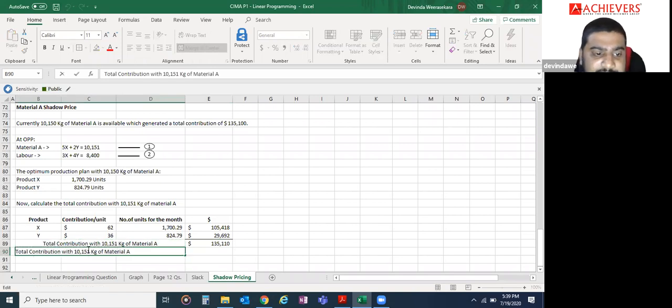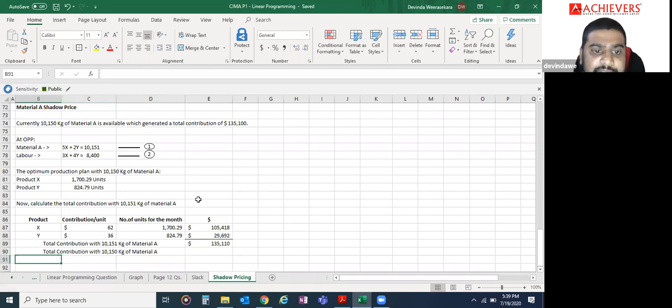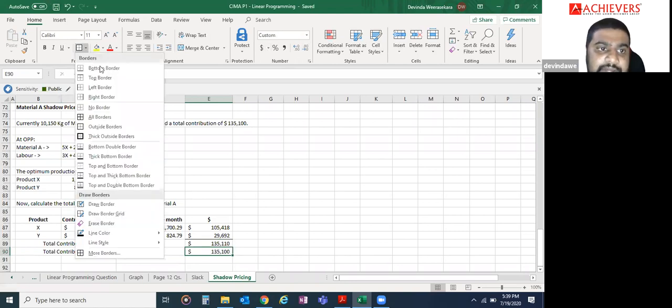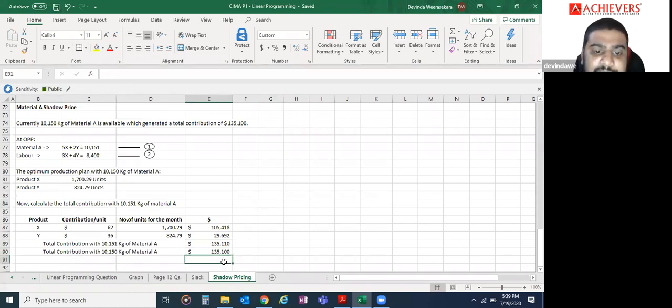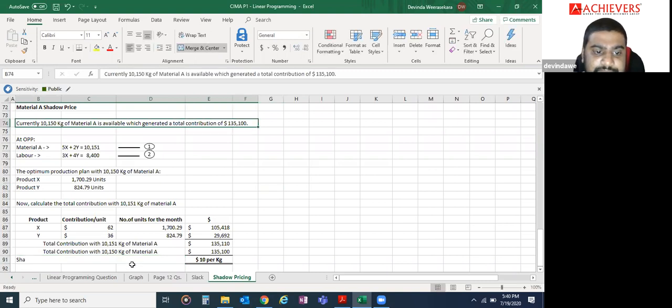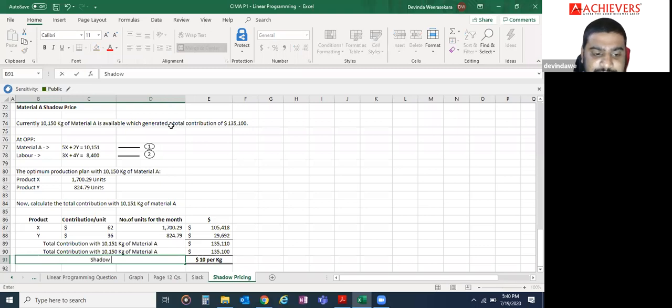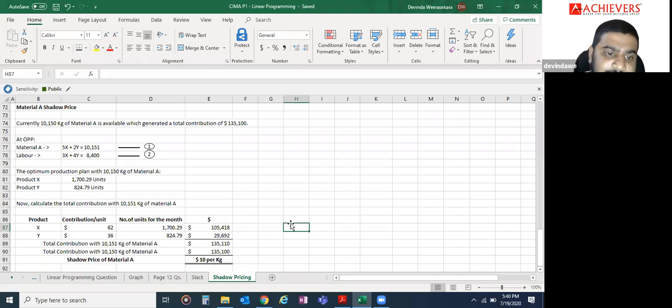When I had 10,150 kilos, my contribution was $135,100. So when I increased my resource by 1 kilo of material A, my total contribution increased by how much? $10. So the shadow price is $10 per kilo. Shadow price of material A, $10 per kilo. Clear guys? Any questions?